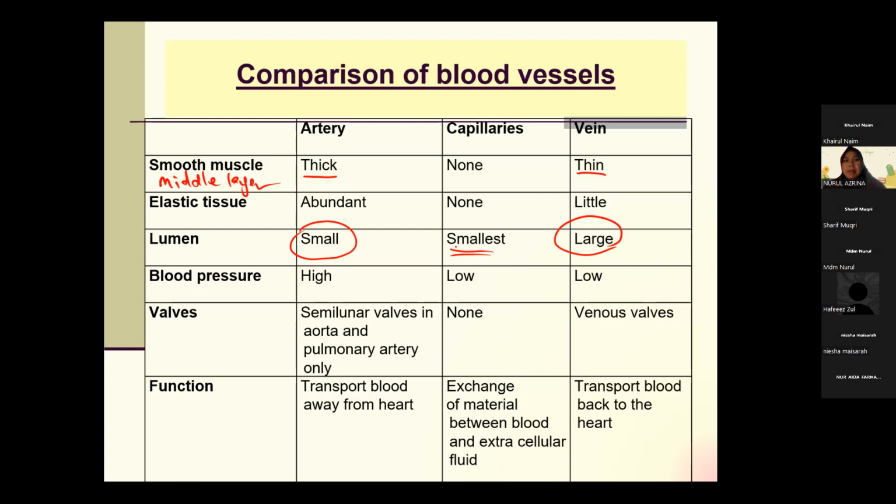Janganlah macam madam, tadi kan capillary tu nampak dia punya ring macam bulat lagi kan madam kan. So itu sebab nak tunjuk gambar. Kalau kita tengok betul-betul tak adalah dia besar gitu kan.